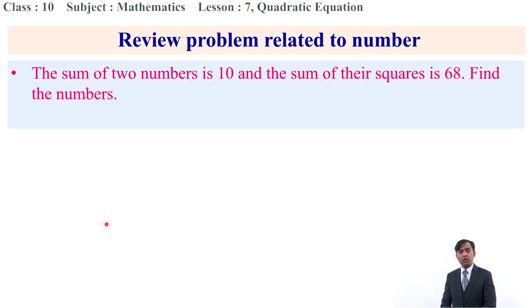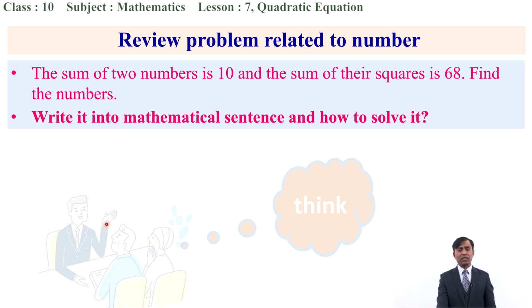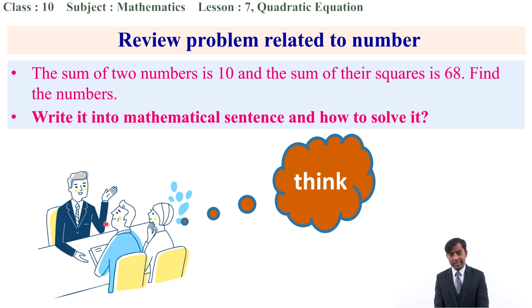Okay, now a review problem related to numbers. The sum of two numbers is 10 and the sum of their squares is 68. Find the numbers. Write it as a mathematical sentence and solve it.